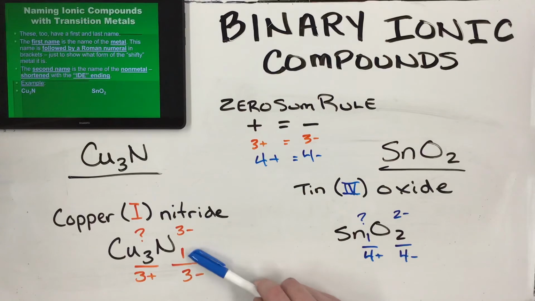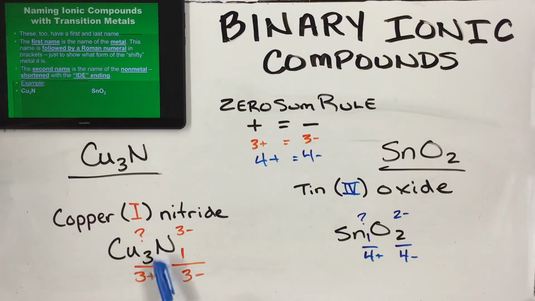Over here, 1 times 3 gave me 3. The other side also has to be 3. 3 times something gives me 3. Well, 3 times 1. And so I put the Roman numeral 1 in there. Easy enough, right? Not too hard.